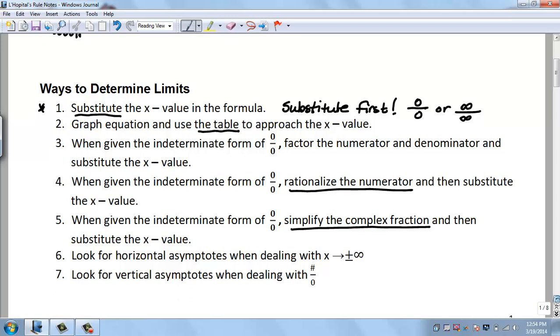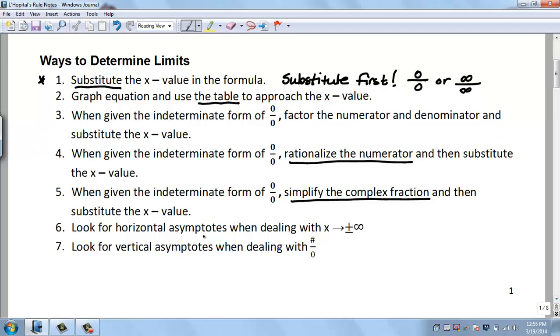Other ways we had done limits: if we saw a horizontal asymptote, we used the 3 rules when x was approaching infinity or negative infinity, and we found what the limit was doing then. We also looked for vertical asymptotes when we got a number over 0. So this is a review that we did earlier this year, and I just wanted you to have it for your notes.